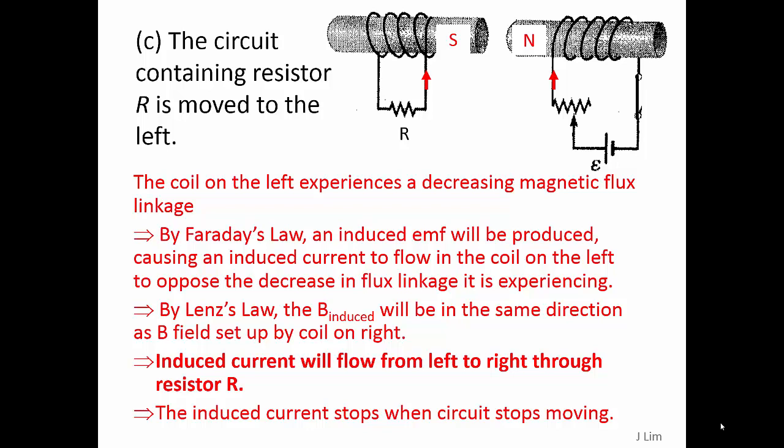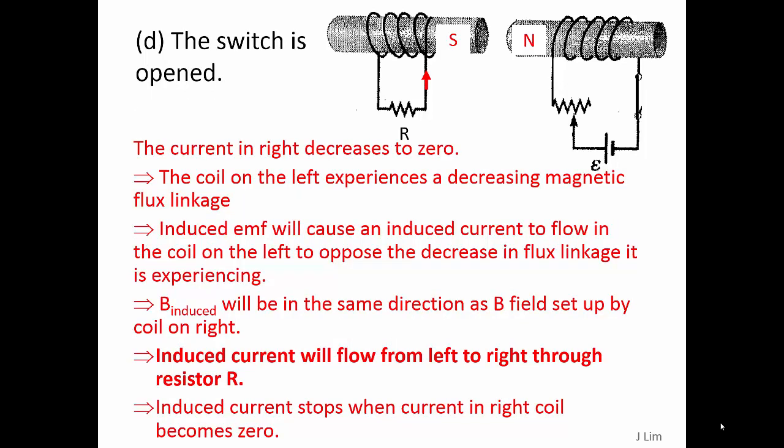The induced current stops when the circuit stops moving. The current in the right decreases to zero. The coil on the left experiences a decreasing magnetic flux linkage. Induced EMF will cause an induced current to flow in the coil on the left to oppose the decrease in flux linkage it is experiencing.